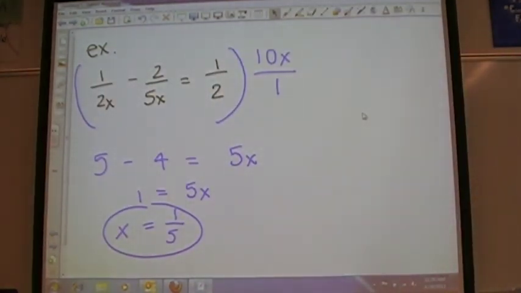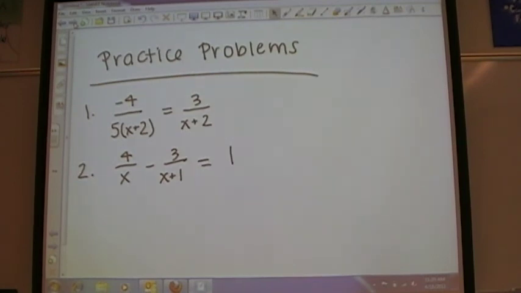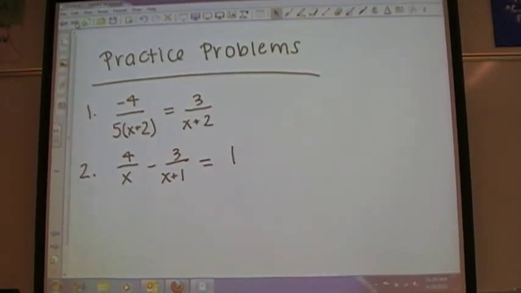I want you to try these two and make sure you understand it. So work those two out.